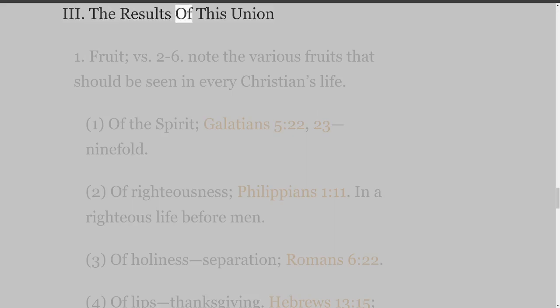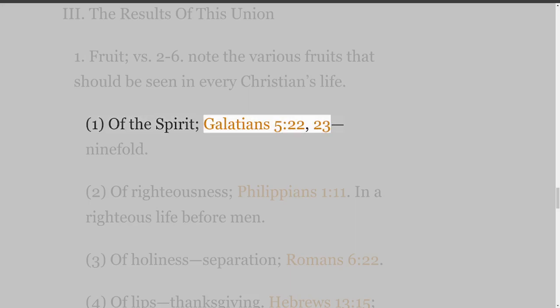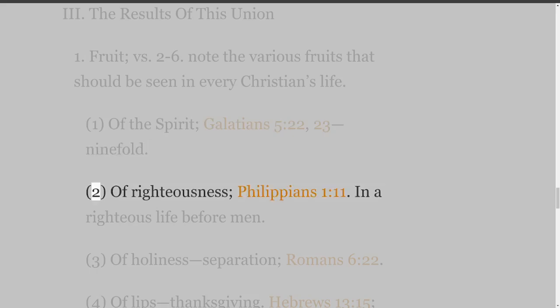3. The results of this union. 1. Fruit, verses 2 to 6. Note the various fruits that should be seen in every Christian's life. 1. Of the Spirit, Galatians 5, verses 22 and 23, ninefold. 2. Of righteousness, Philippians 1:11, in a righteous life before men.